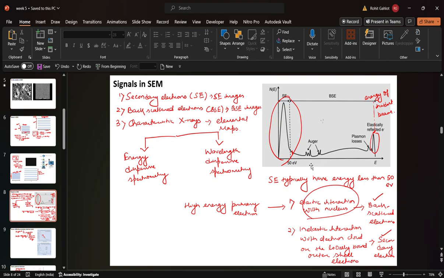You can clearly see that SE typically has energy less than 50 electron volts. For the high energy primary electrons, the elastic interaction with the nucleus is how backscattered electrons are generated. Similarly, for the inelastic interaction with the loosely bound outer shell electrons, secondary electrons are generated. Then one more important feature.